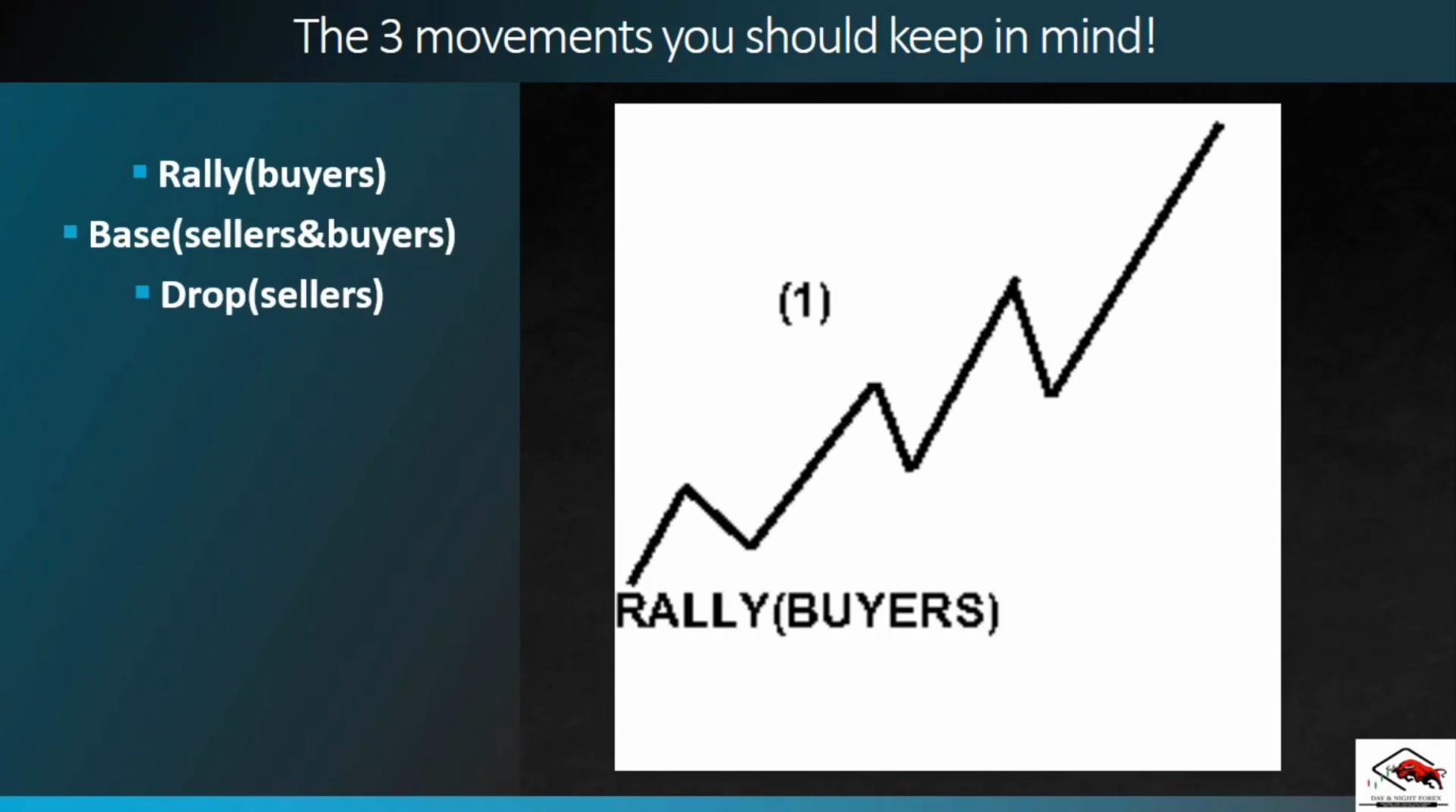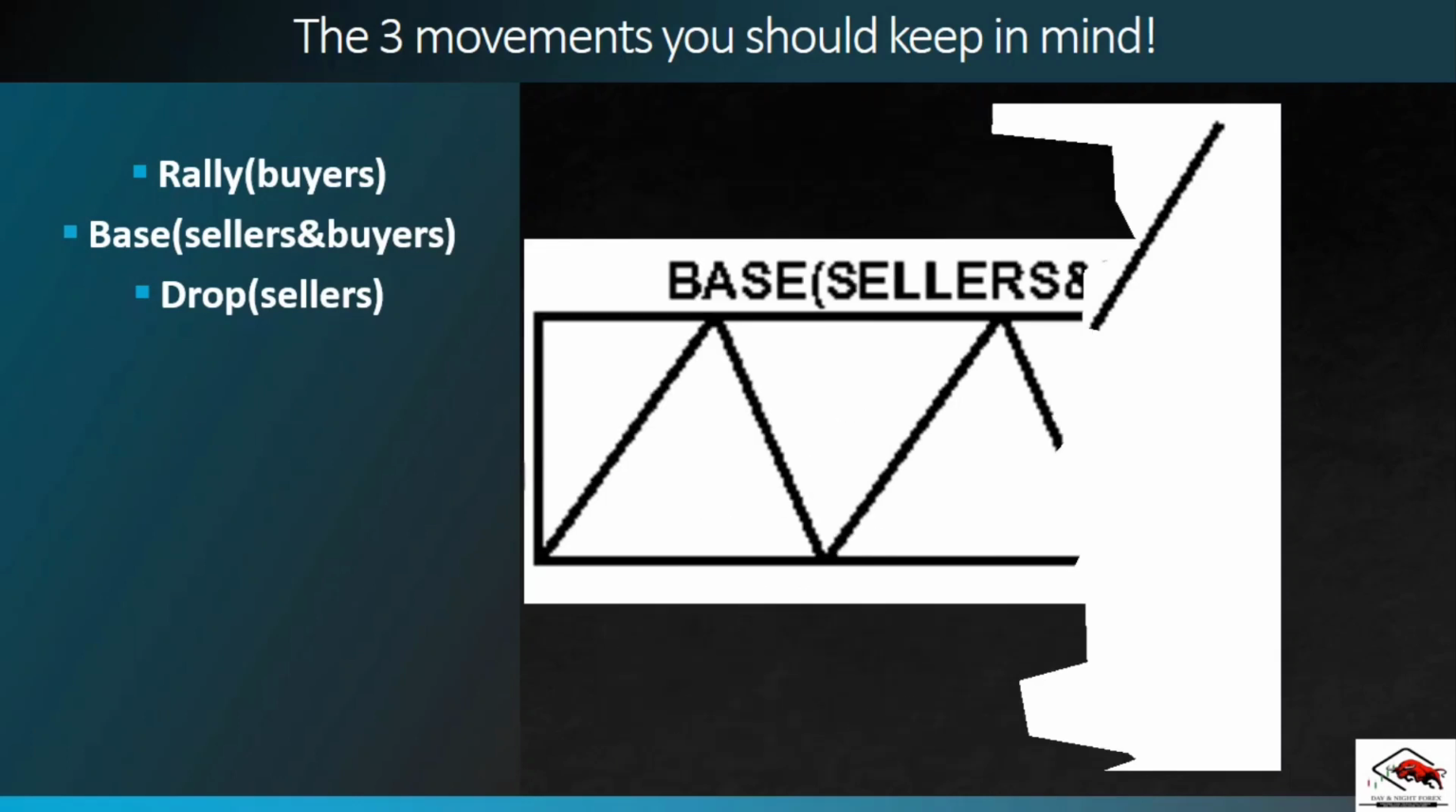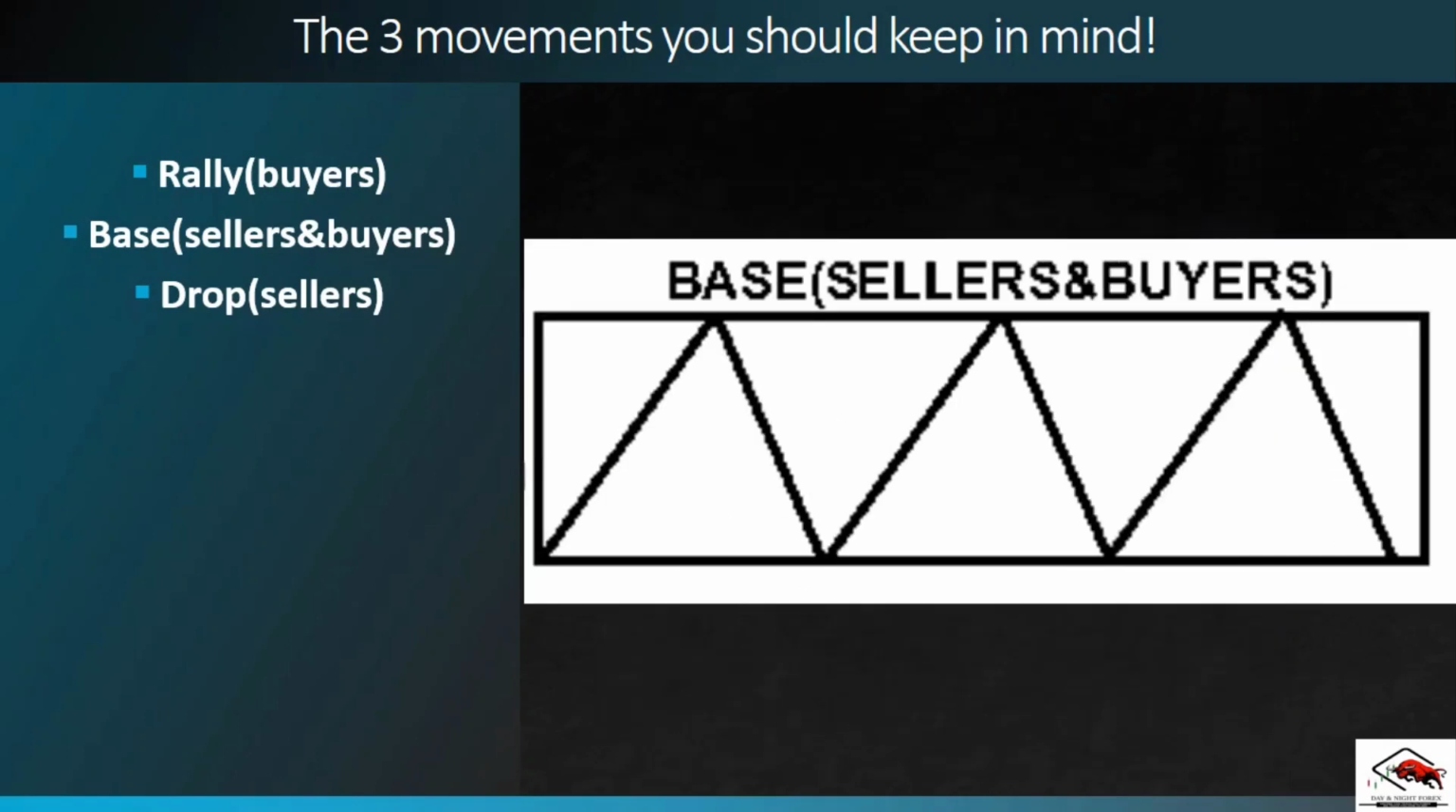Starting off with the rally. With the rally, we're basically looking at the buyers. This is when the buyers are jumping into the market and pushing the price up, right? So an uptrend. After the rally, we have a base. The base is when we have both buyers and sellers in the market. They're almost just as equal, right? So that means the market is now stuck in a box. It's stuck at a base where it's just ranging between two levels, between a support and resistance level. This is what we refer to as the base, when the market is consolidating.